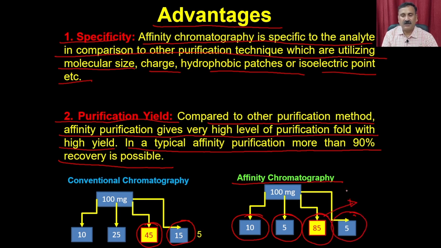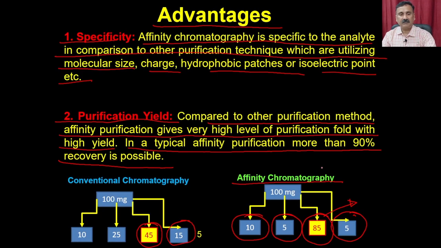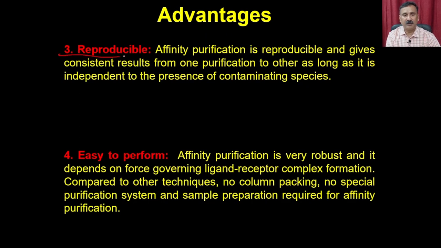So that's how your recovery is going to be very high compared to conventional chromatography, because conventional chromatography relies on the basic properties, whereas affinity chromatography relies on the exclusive properties. Then the third is reproducibility.